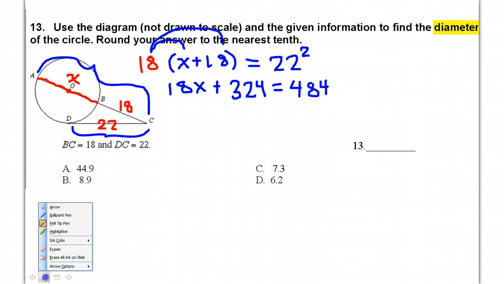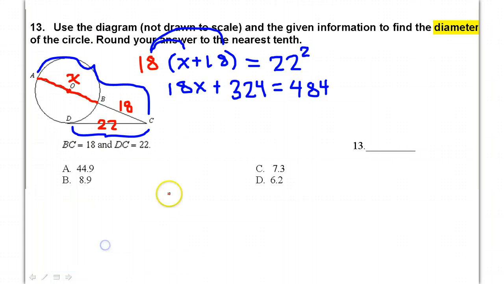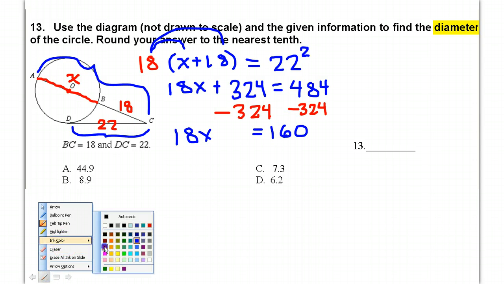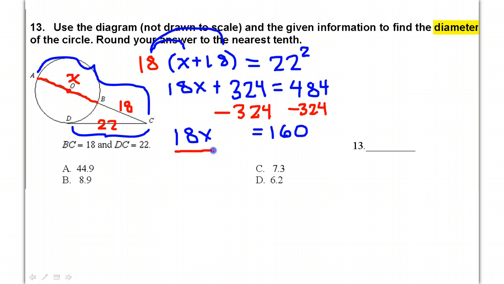Okay, what do you think I'm going to do next? It's time to subtract 324 from both sides. That's going to leave me with 18x equals 160. What do you think I'm going to do now? Let's go ahead and divide both sides by 18.